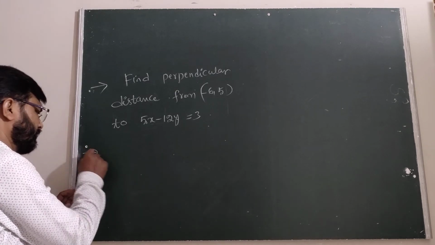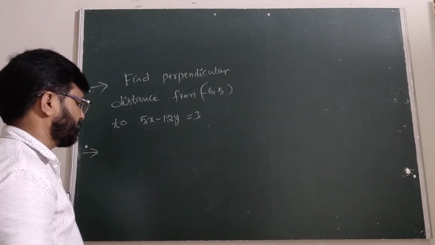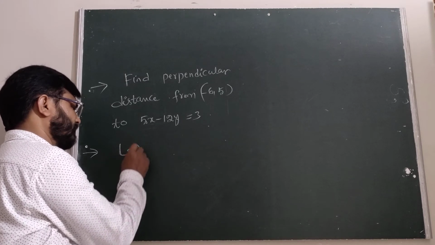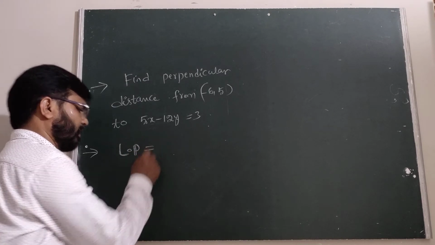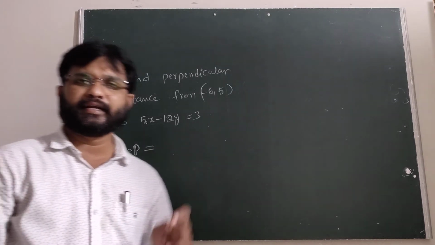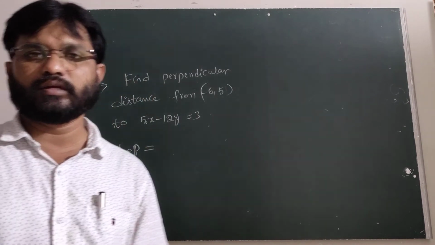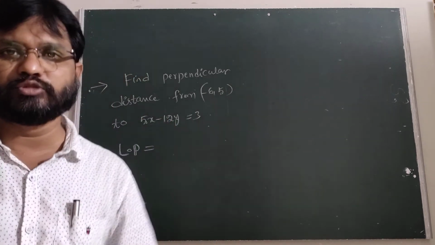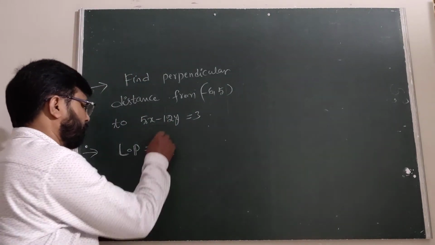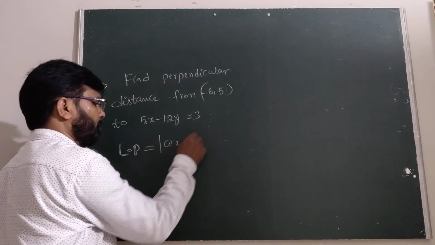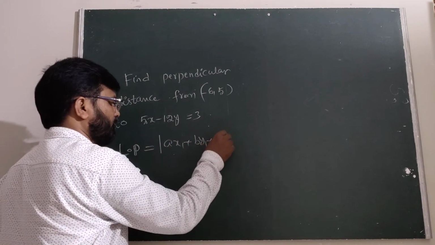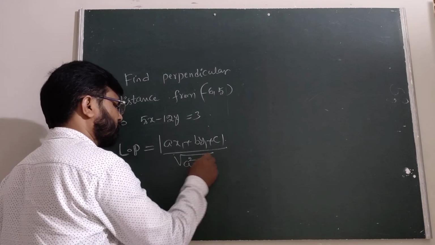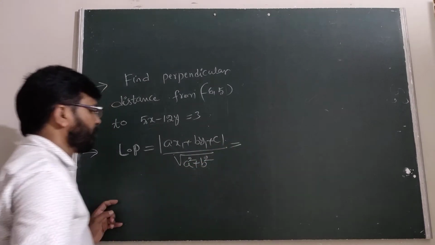So we know that the perpendicular distance, or the length of the perpendicular drawn from the point P(x1, y1) to the line ax + by + c = 0, is modulus of ax1 + by1 + c divided by the square root of a square + b square.